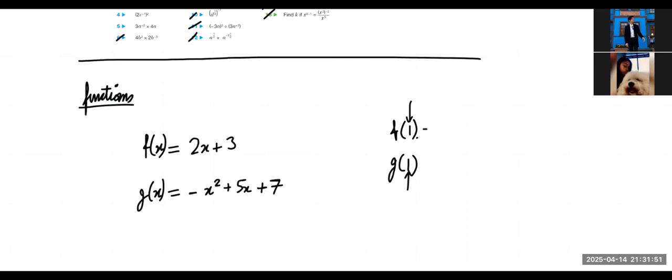It would be 2 times 1 plus 3, and this would be minus 1 squared plus 5 times 1 plus 7. Okay? So that's why we need functions, first of all.